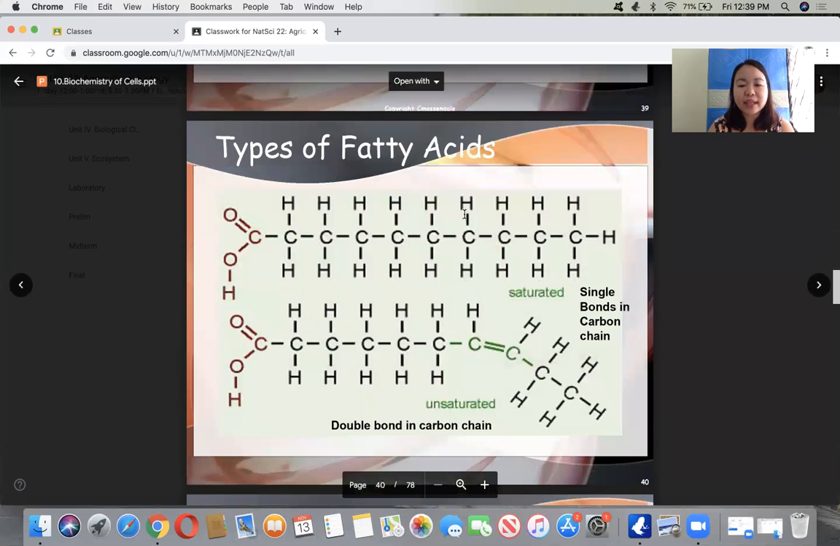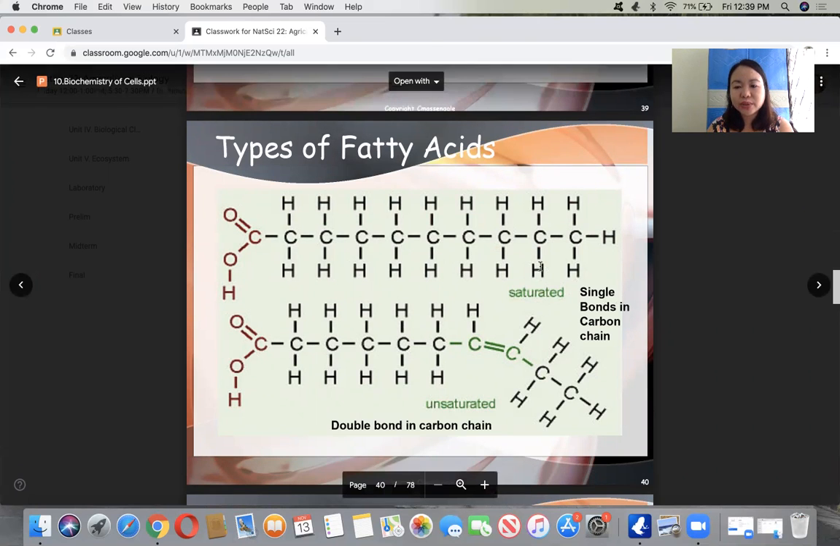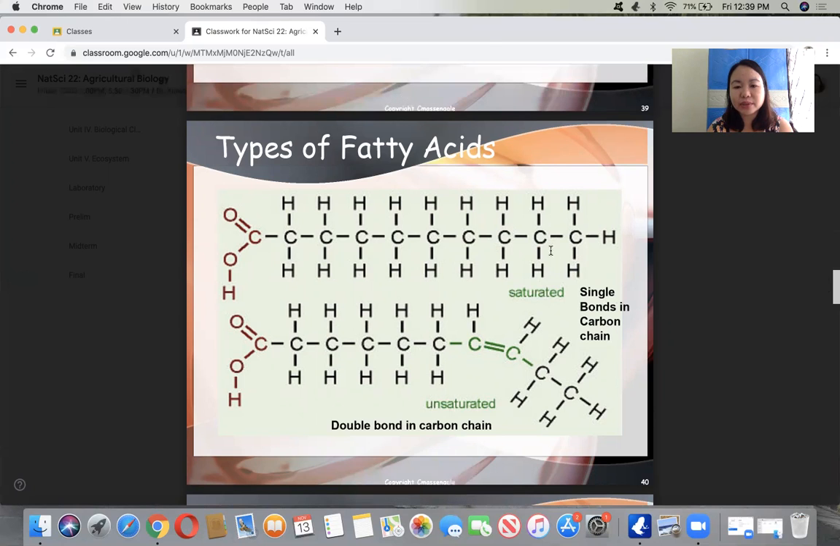As shown in the figure here, the saturated fatty acids have single bonds in the carbon chain, while the unsaturated fatty acids have a double bond.